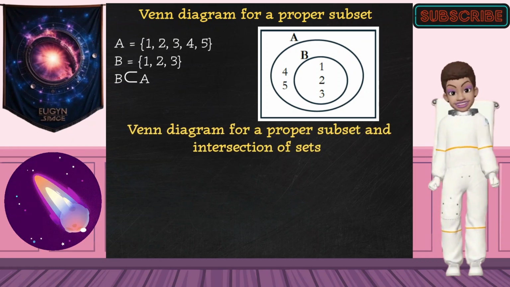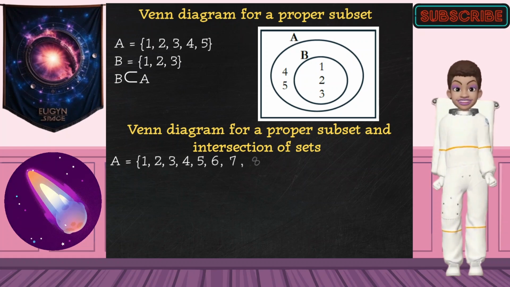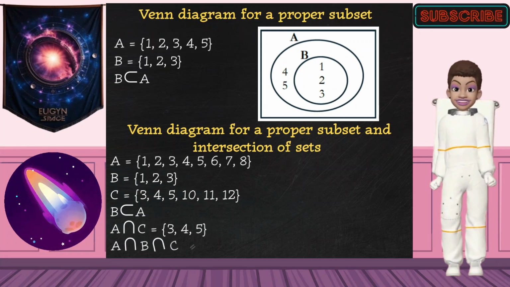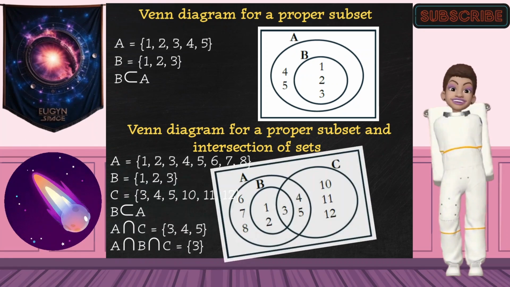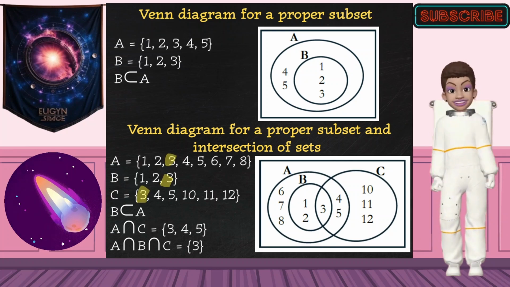The Venn diagram for a proper subset and intersection of sets. Using sets A, B, and C, B is a subset of set A. Then the sets have some common elements. The circle for set B will be inside the circle for set A. Then the three circles will overlap at some point due to the common elements, as you can see in the Venn diagram.